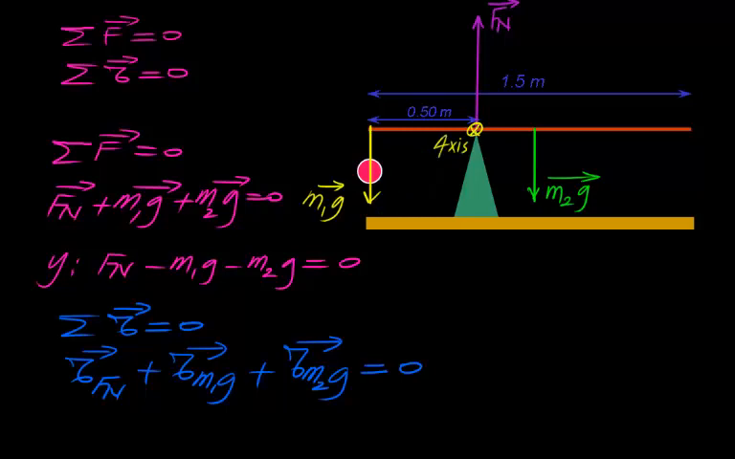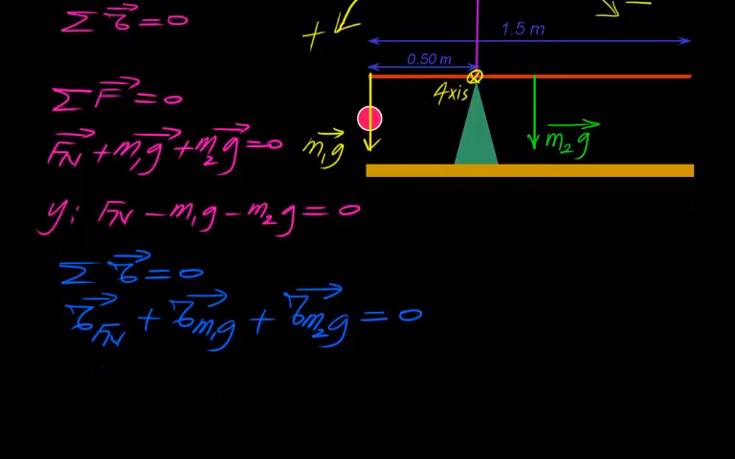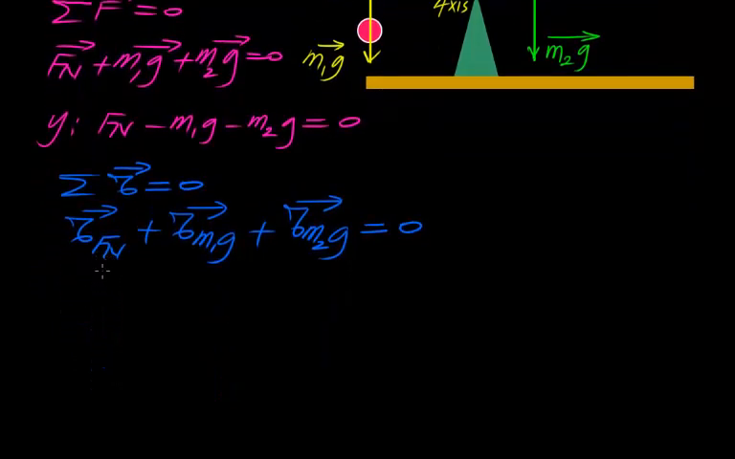We are going to choose the torques that turn the system in a counterclockwise direction to be positive torques, and the torques which turn the system in a clockwise direction with respect to the axis of rotation to be negative torques. Therefore, the torque due to the normal force is 0 because the normal force is acting on the axis of rotation. Therefore, its lever arm is going to be 0.